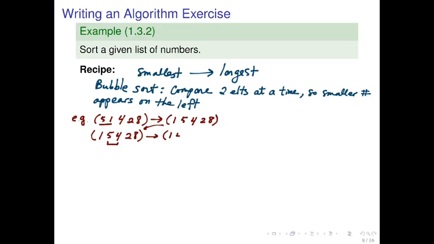So 1 still is 1, and then becomes 4, 5, and 2, 8. The next time it's going to move down to the numbers between 5 and 2, and because, again, 2 is smaller than 5, it's going to swap the positions. So we get the next list of 1, 4, 2, 5, 8. The next time it's going to look at the numbers 5 and 8. Because 5 is already smaller than 8, there's no swapping needed.